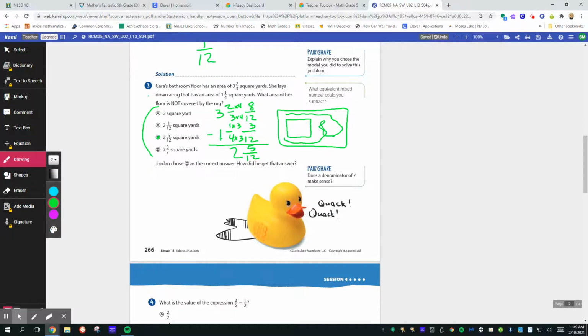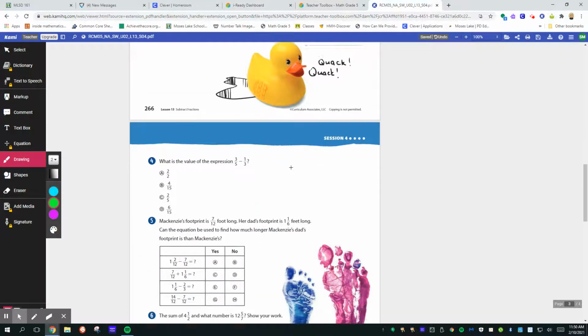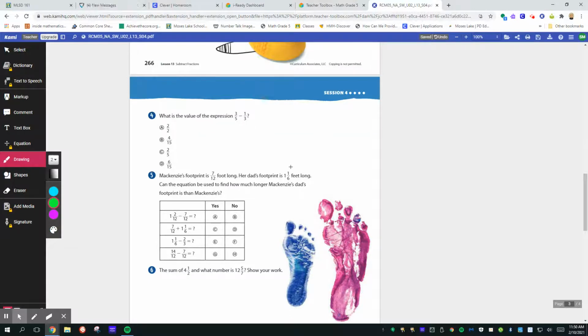And it says Jordan chose D as the correct answer. How did he get that answer? Look what he did here. He has a 7 here. And he has a 3 here. He just added, actually, the numerators, and he added the denominators. That is not how we deal with fractions, is it, boys and girls? No way. Number 4. What is the value of the expression 3/5 minus 1/3?